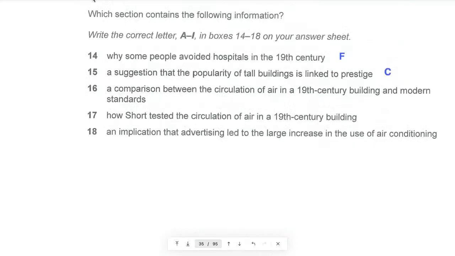Vậy thì sao trong đây người ta nói là gì? A suggestion that the popularity of tall buildings is linked to practice. I mean the suggestion that the fame of some skyscrapers is connected to status. Prestige, in this case, you can underline that, you can write status there.